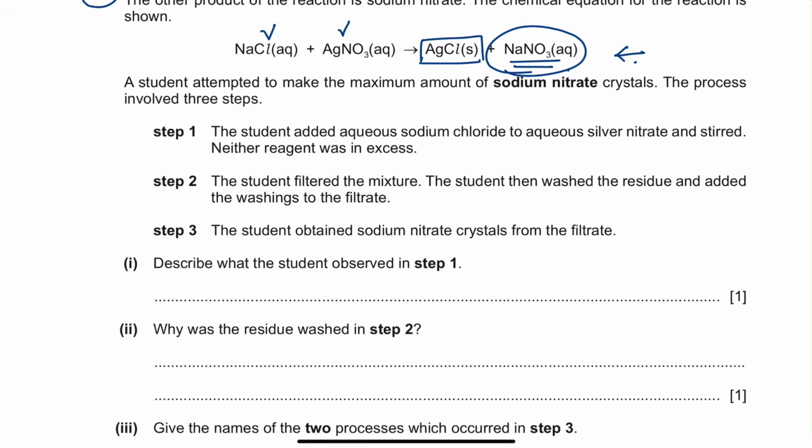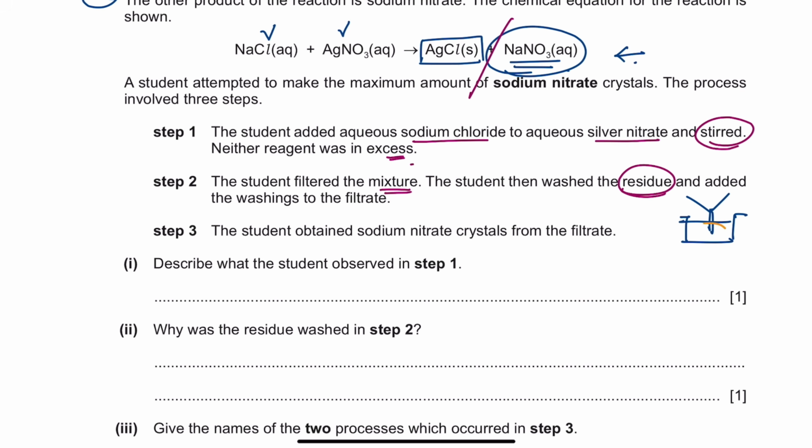So the first thing that the student did was add sodium chloride to silver nitrate and stirred. Neither reagent was in excess. The second step is that the student filtered the mixture. If you filter the mixture, then you can separate your silver chloride and sodium nitrate. The student then washed the residue and added the washings to the filtrate. So this means that your sodium nitrate would fall into here being your filtrate, and the residue here would be your silver chloride. So the student then obtained sodium nitrate crystals from this filtrate.